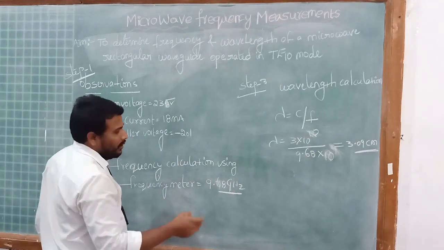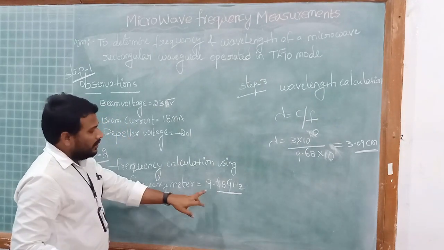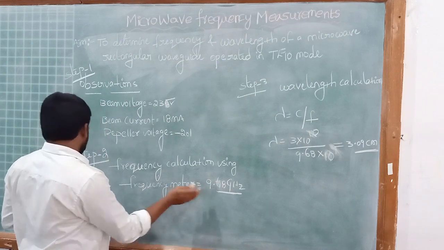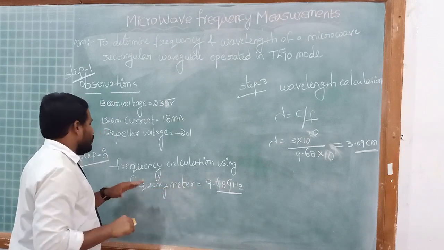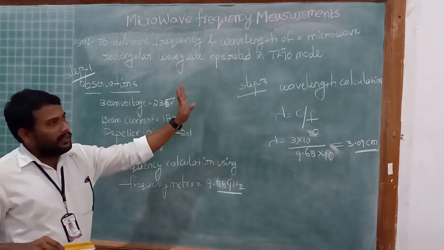Step 2, frequency calculation using the frequency meter. We found 9.68 gigahertz by rotating the frequency meter. So we have calculated the frequency of the signal is 9.68 gigahertz. So we know the frequency, right? So step number 3, you have to calculate the wavelength of the signal.